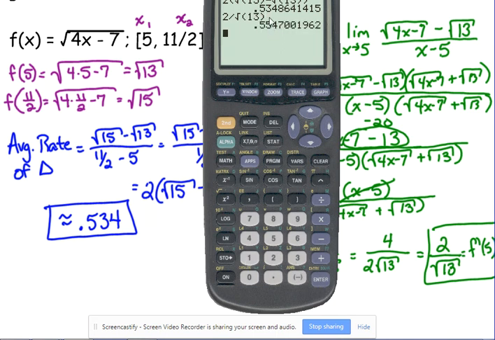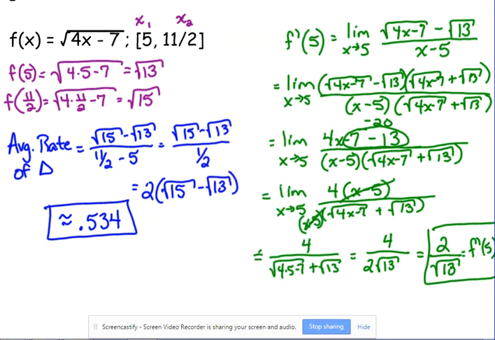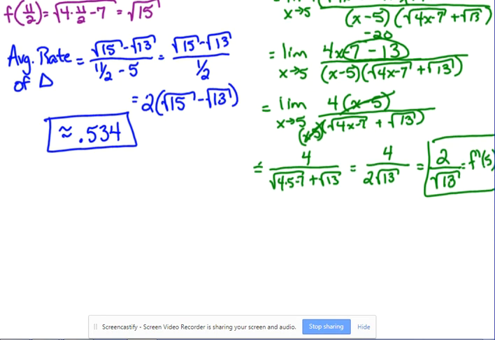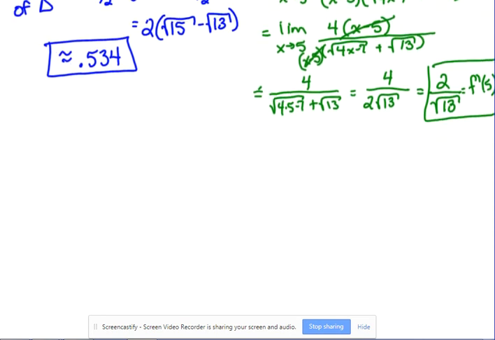Pretty close, okay? 0.5547, okay? Pretty close. So let's do this for 11 halves. Okay, let's do this whole process again for 11 over 2.